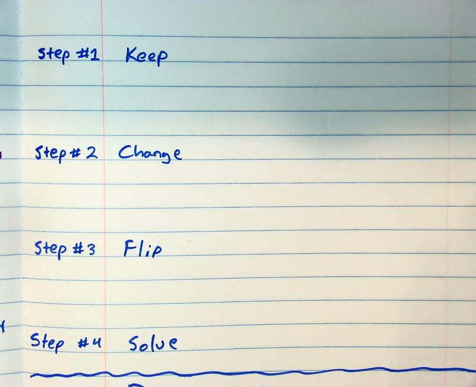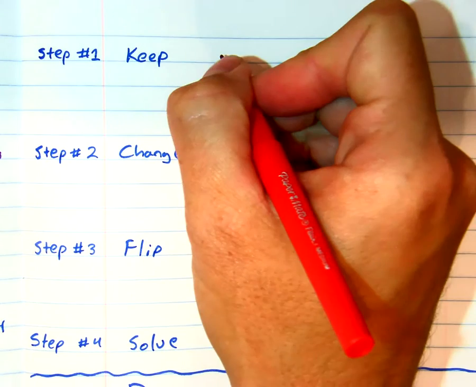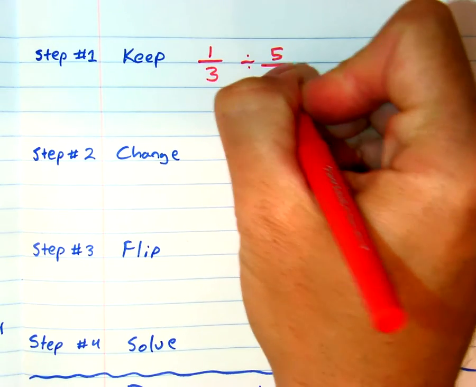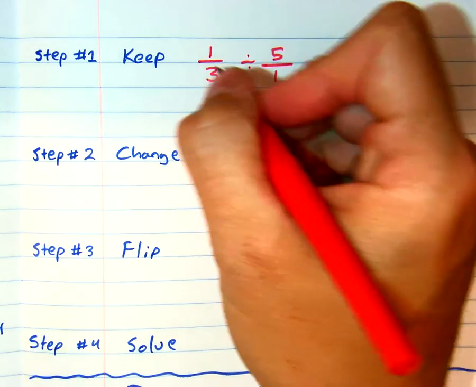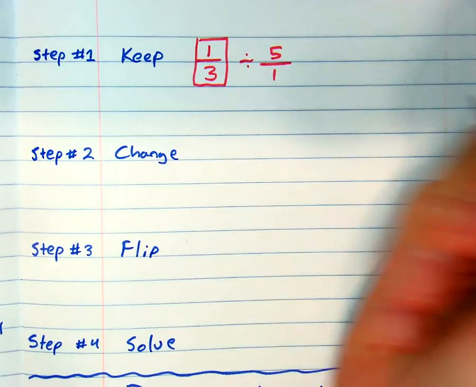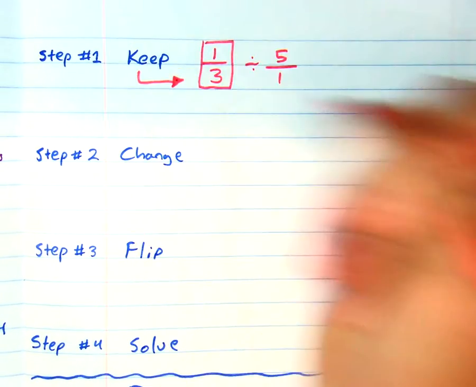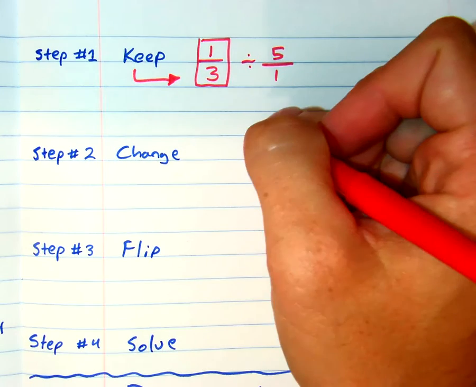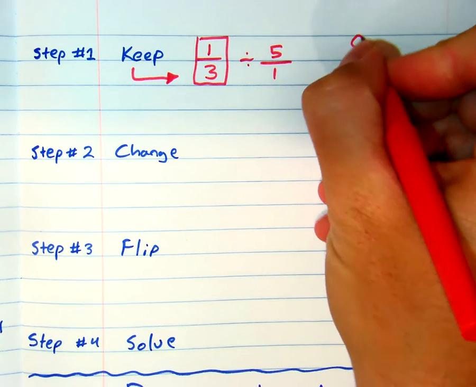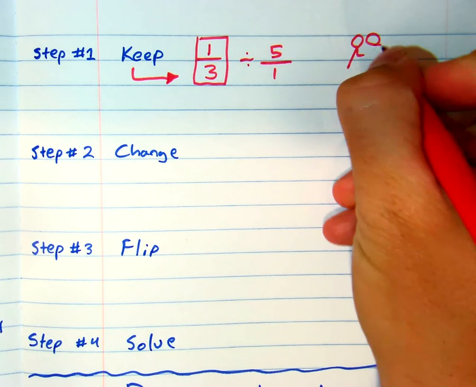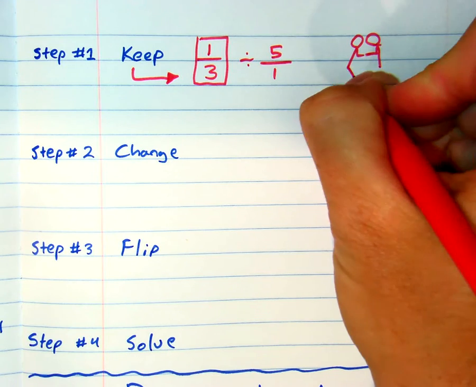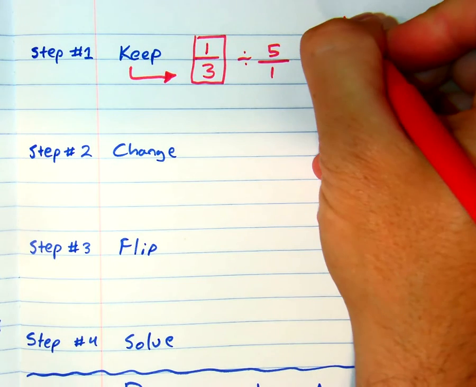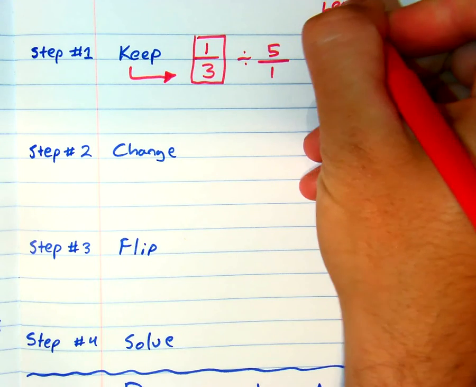So let's start with our problem. 1/3 divided by 5/1. And when we're talking about keeping, we're talking about keeping the first fraction. Keep this one as it is. So we're not going to change anything about 1/3. Think of it like dance partners. When 2 people are dancing, there is typically one person that is leading when they're dancing, and that first fraction is going to lead the way. So we're going to keep it.